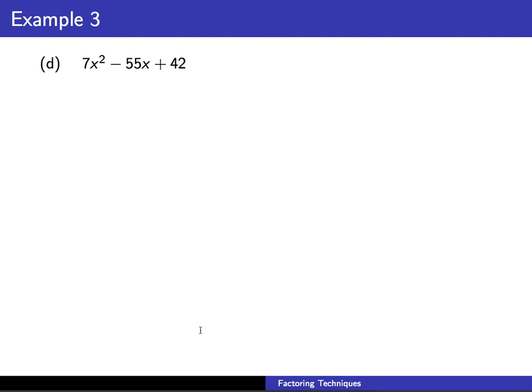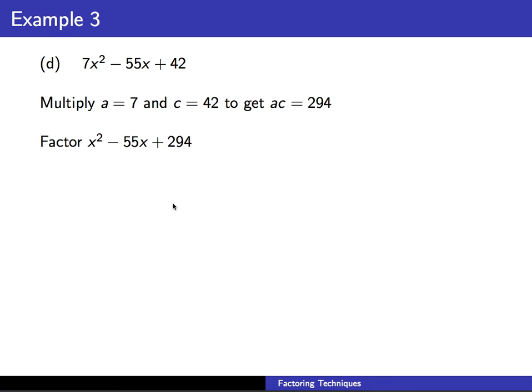All right, part D, we have 7x squared minus 55x plus 42. No greatest common factors to factor out. If we did have a greatest common factor, we would factor that out and then factor what's left over in parentheses. So here we're going to take 7 times 42 to get 294. So we're going to factor x squared minus 55x plus 294. So two numbers that multiply together to make 294, that add to make negative 55, are negative 49 and negative 6. Multiplying negative 49 times negative 6, you get 294. Negative 49 plus negative 6 gives you negative 55.